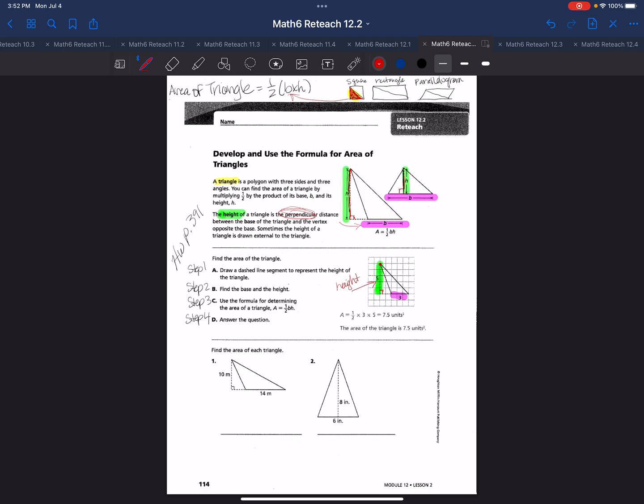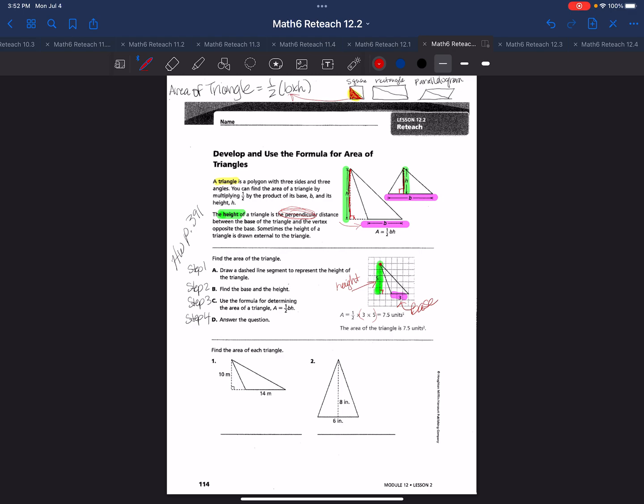And then we're going to find the base. So here's my base of the triangle. Use the formula 1/2 base times height. So then we get 1/2 times 3 times 5. Then 3 times 5 is 15. So 1/2 of 15 is 7.5 units squared. So the area of the triangle is 7.5 units squared.